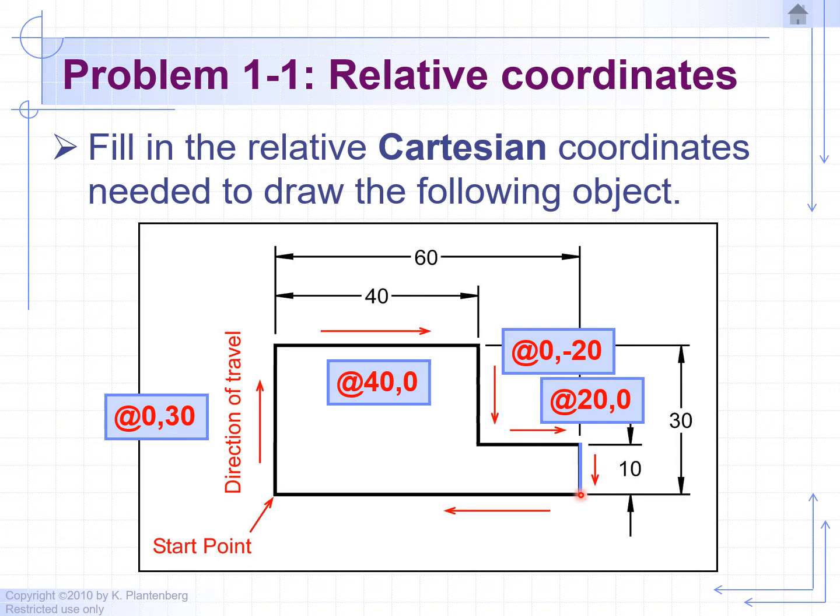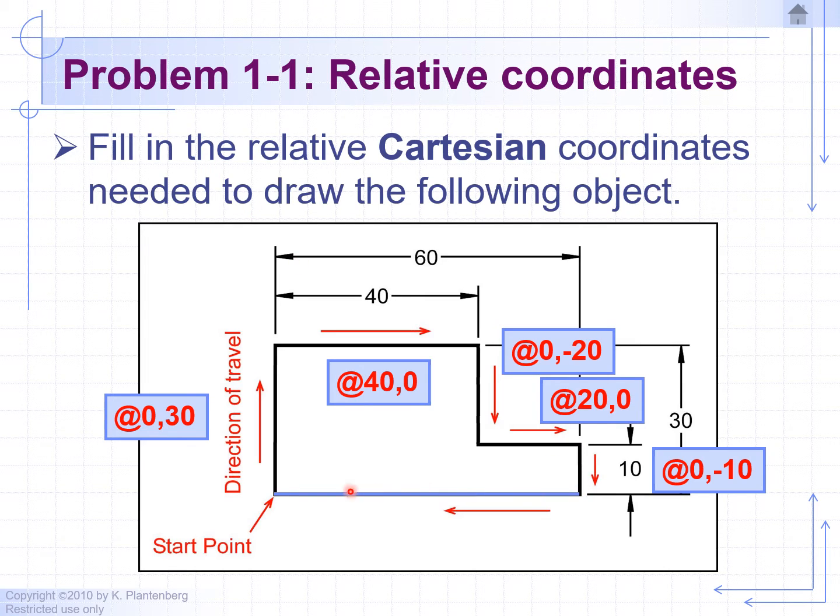The next line has a length of 10. So to go with respect to the last point, we're going to type in @0 because we're not going in a horizontal direction, comma minus 10, letting AutoCAD know we're going downward vertically 10 units, and enter.